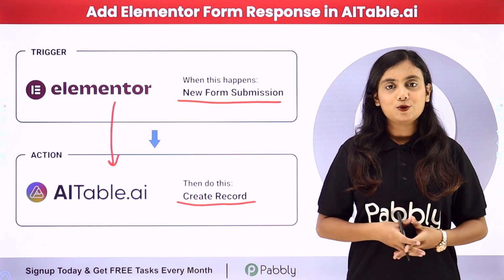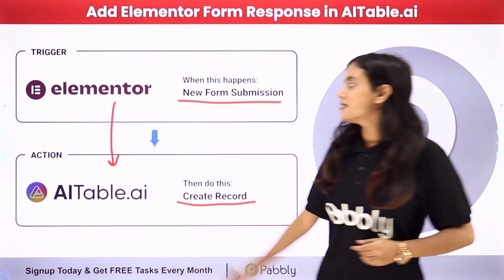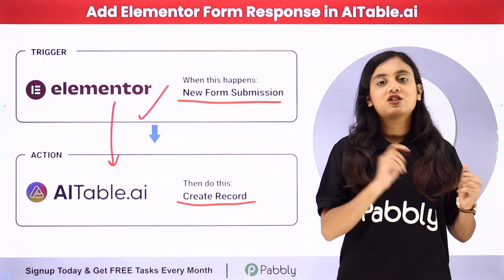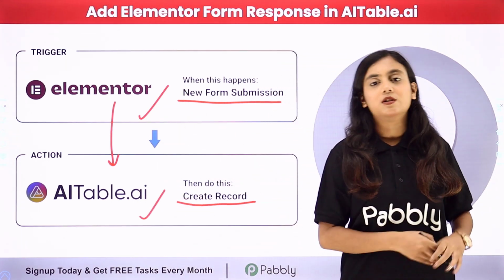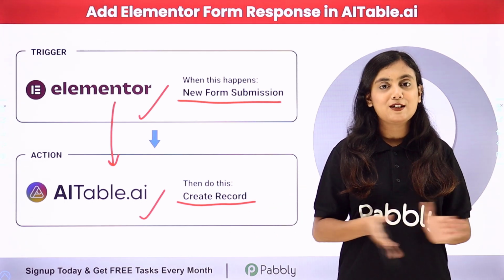Pabbly Connect runs on two concepts, that is trigger and action. In this process, my trigger application is going to be Elementor and my action application is going to be AITable.ai. If you want to learn how to do this automation, then let me take you all to my screen.